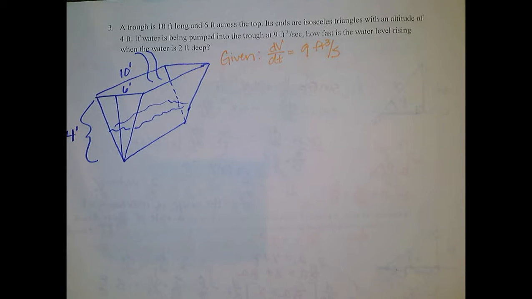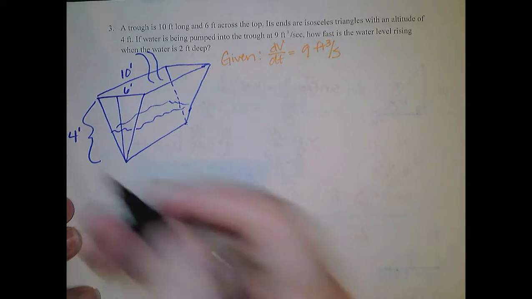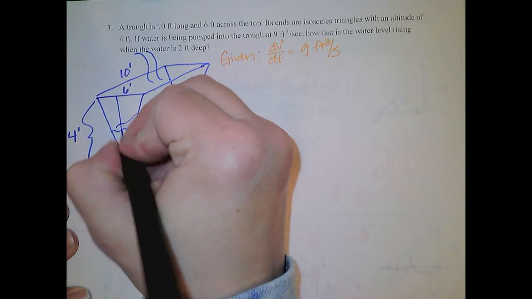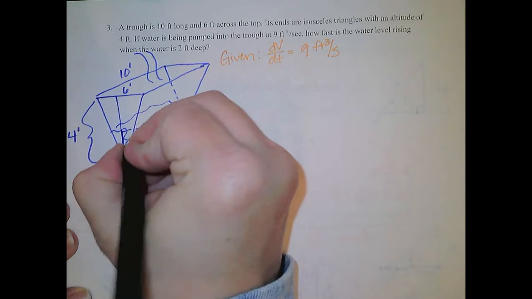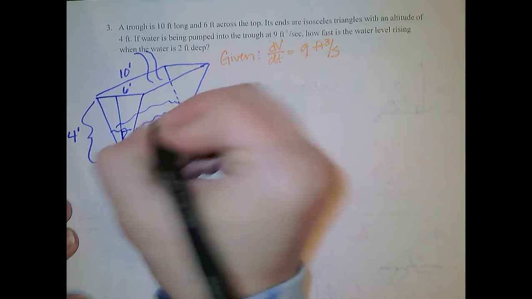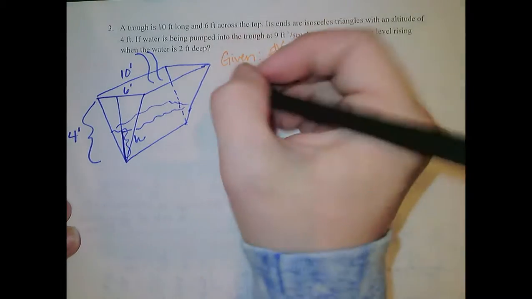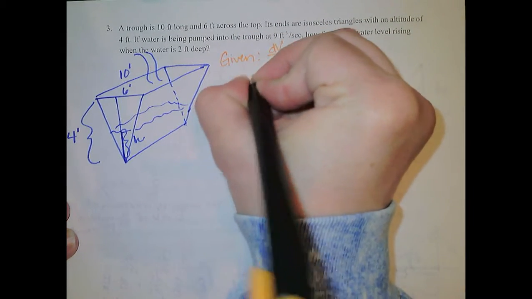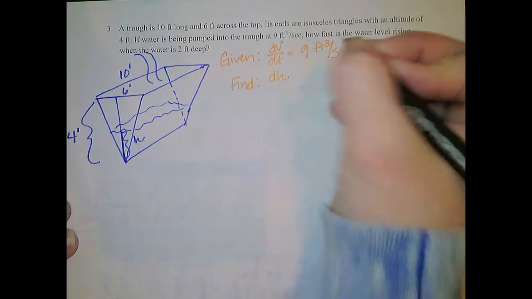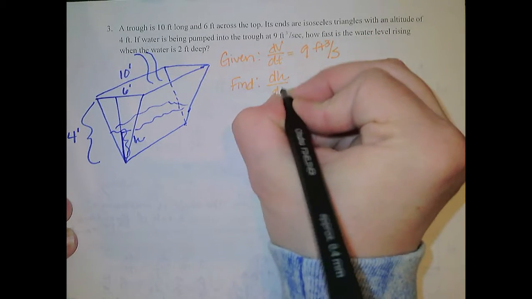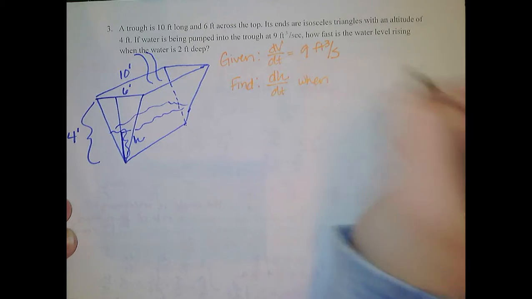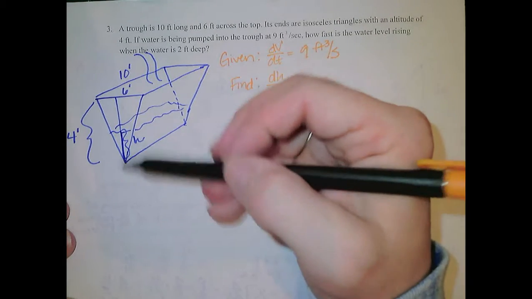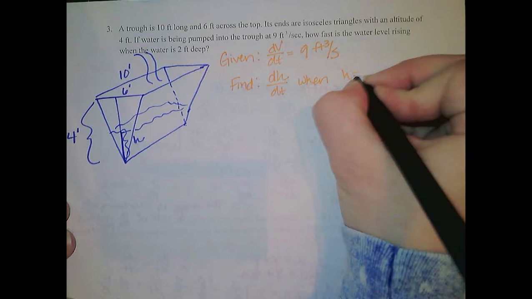They want to know how fast the water level is rising when the water is 2 feet deep. So we'll let the distance from here to here be the height of the water level, and we'll call it h. What I'm trying to find is the rate of change of the height of the water with respect to time, dh/dt, when h is 2 feet deep.